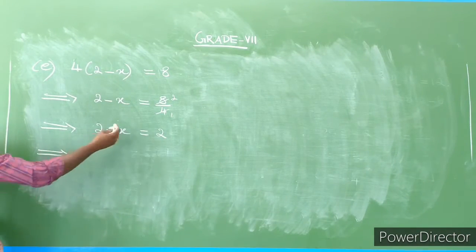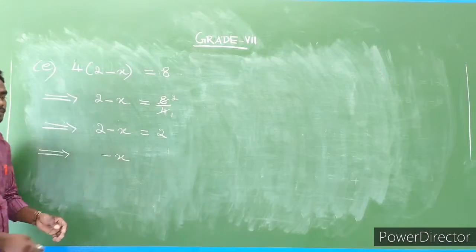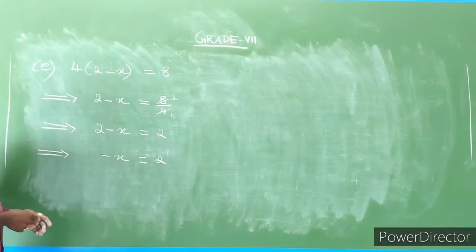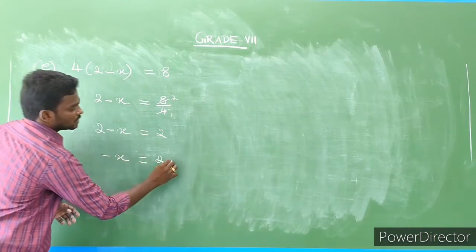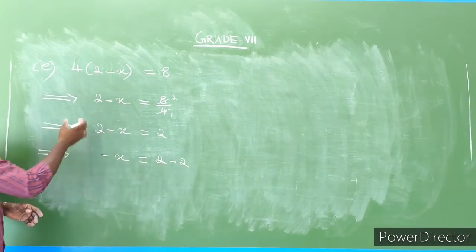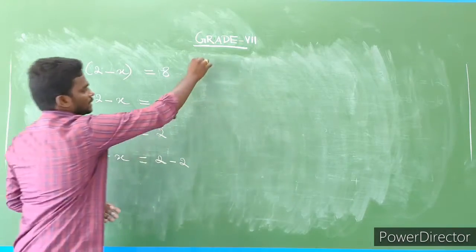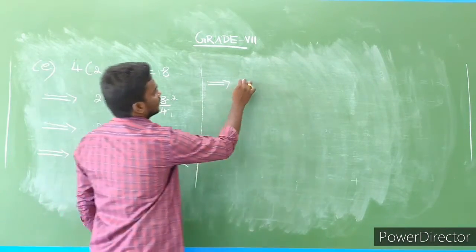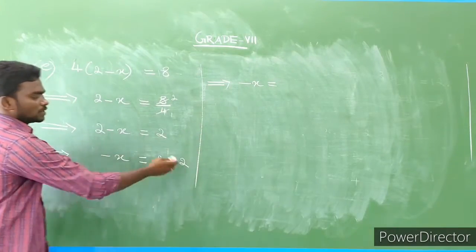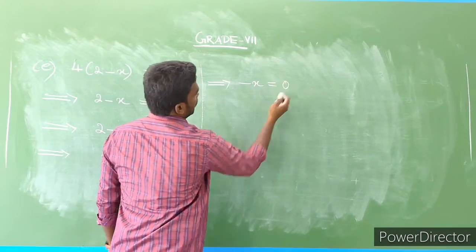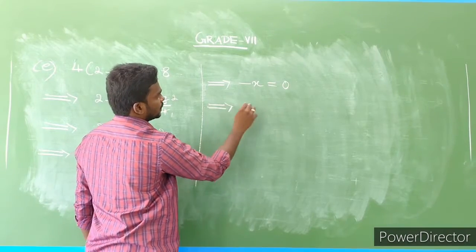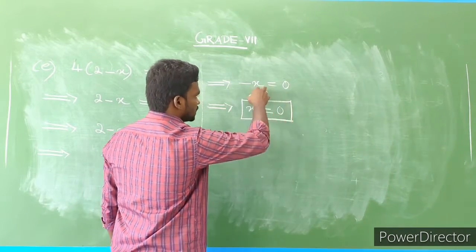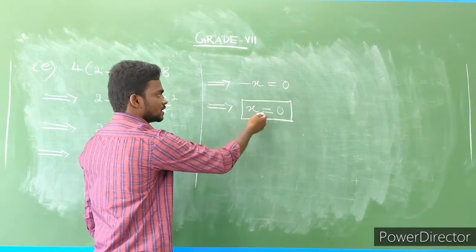Implies that now we keep the value minus x on the left side, which is equal to 2 on the right side. So this plus 2 is transposing to minus 2 on the right side. Implies that minus x is equal to 2 minus 2, which is 0. So the value of minus x is equal to 0, implies the value of x is equal to 0. The value of minus x is equal to 0, so the value of plus x is also 0.